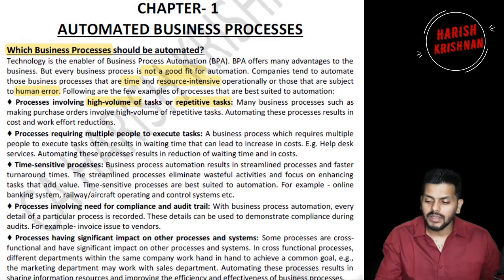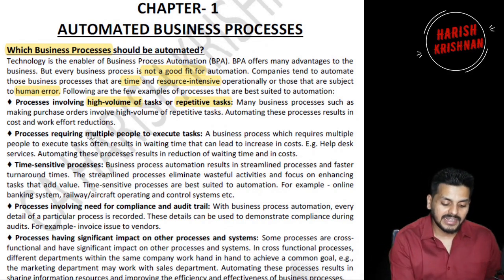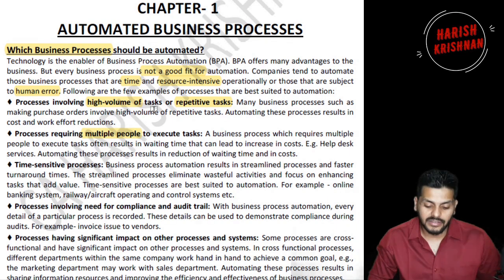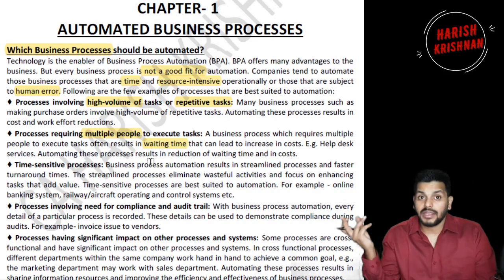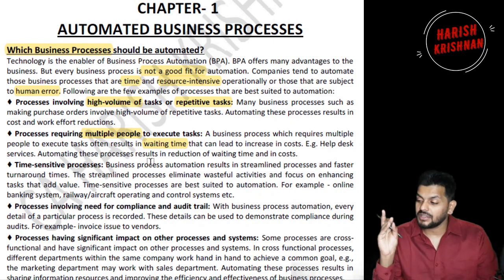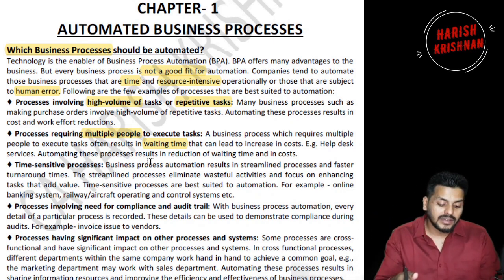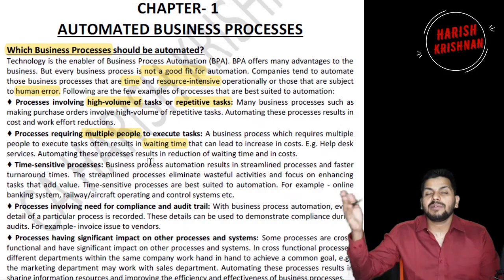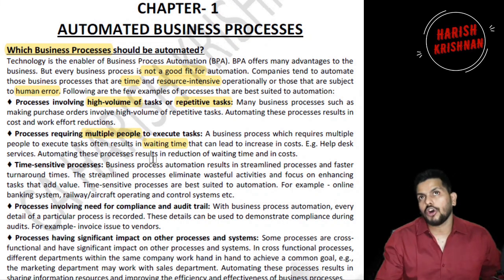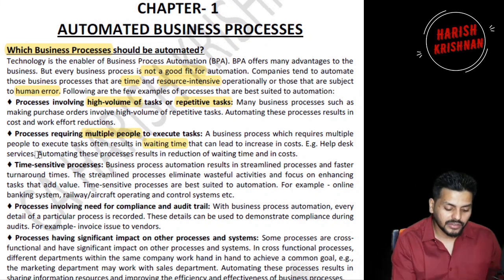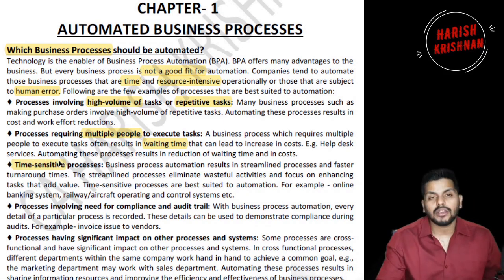Then second point, processes requiring multiple people. Now the point itself is clear: when multiple people are involved, the possibility of error is high. A business process which requires multiple people to execute tasks often results in waiting time, which, okay, that is also a point. It leads to waiting time, increase in cost, and more than that, what they didn't tell you there, what I feel is, if multiple people are involved, even if one commits a mistake, then the entire process can go wrong. And also all those processes which are time sensitive should be automated.